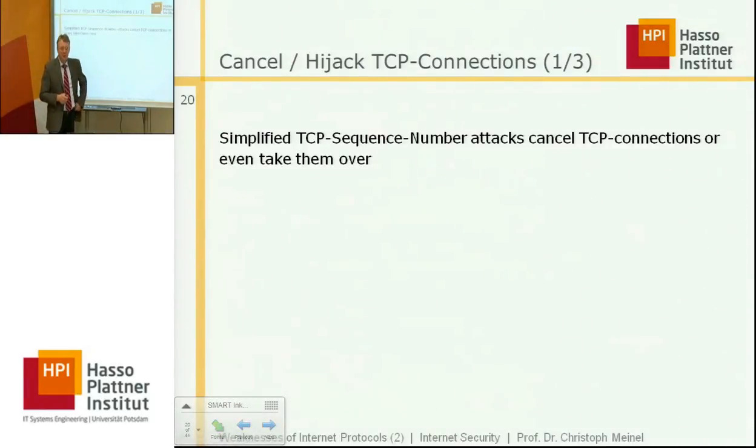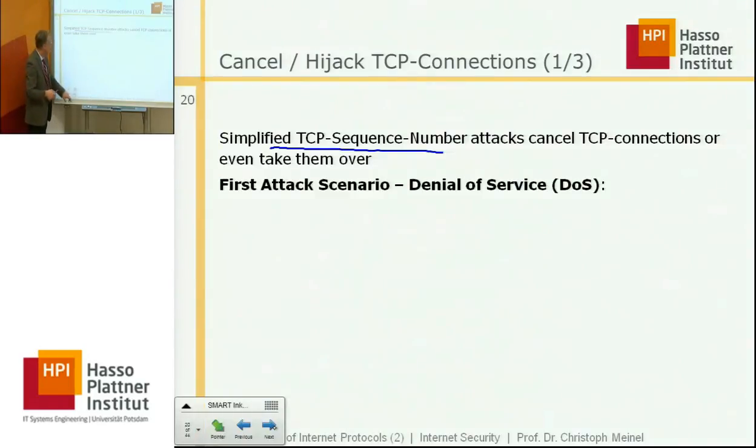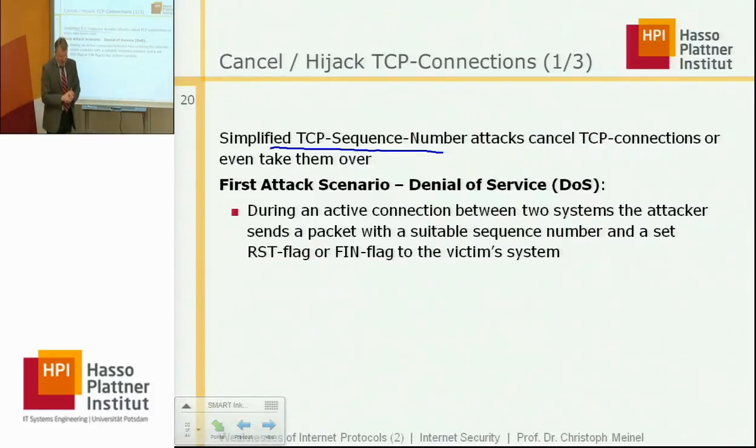I come to another family of attacks against TCP connections, the so-called TCP session attacks. These are the hijacking or canceling of TCP connections, and both are simplified TCP sequence number attacks. One can use this attack to cancel a TCP connection between two systems or to take it over. In the first case, one can create a denial of service problem for the users. In the other case, one can try to get some insights into the communication. So let's start with the first attack scenario, the simple denial of service attack.